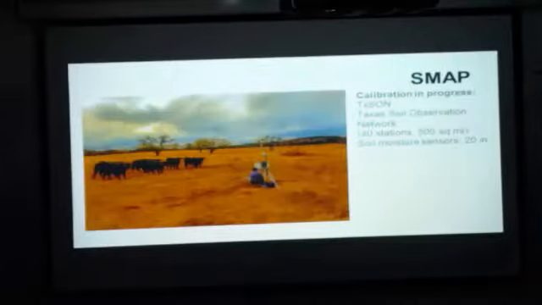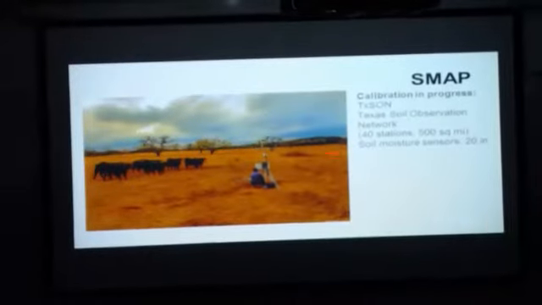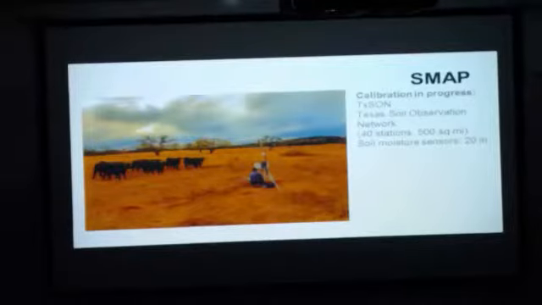So, for example, this is a picture of a soil observation network in Texas. They measure soil moisture in the top 20 inches. So they're going to compare it to the data coming from SMAP.